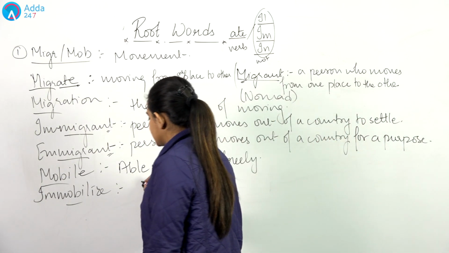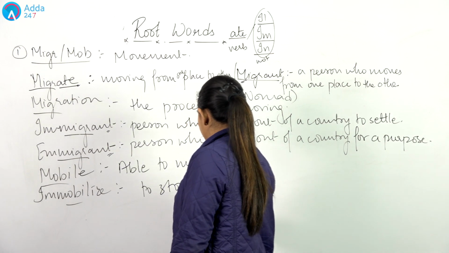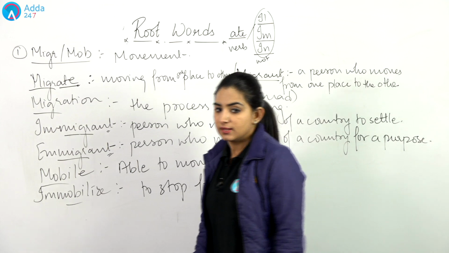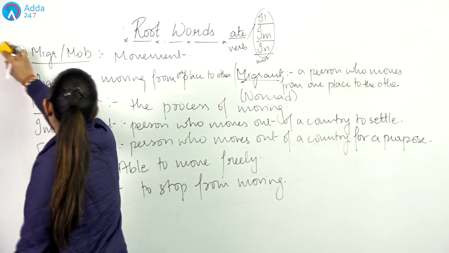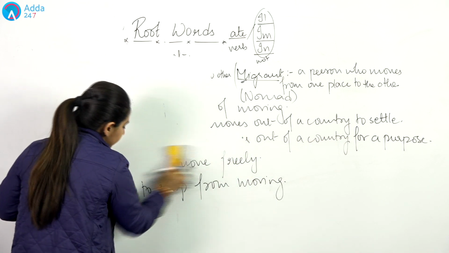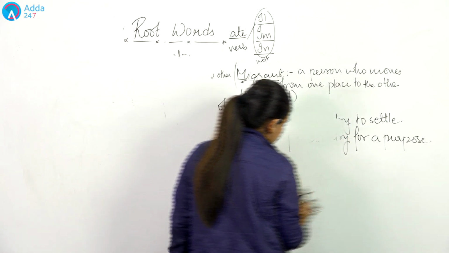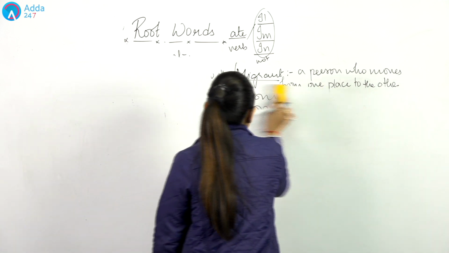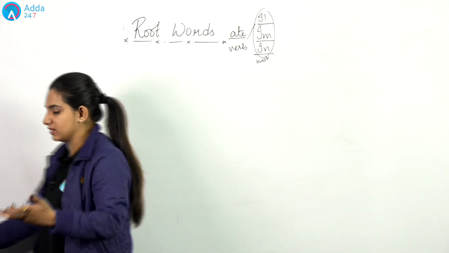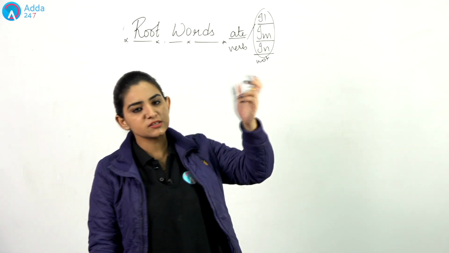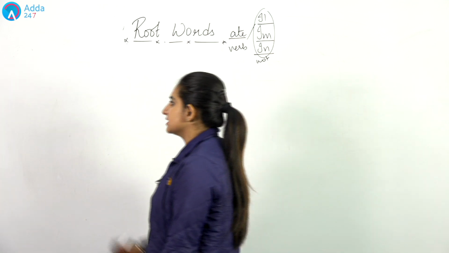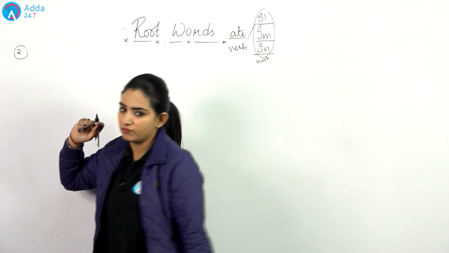So immobilize, what does this mean? To stop from moving. I hope you are clear with the meaning of migr and mob now, and obviously the difference between immigrant and emigrant, because this is a question actually asked in the SSC examination, if you have given the SSC examination. Other than that, this is a word that is quite common in the newspaper as well. So emigrant and immigrant, these are two words one should know the meanings of, right?